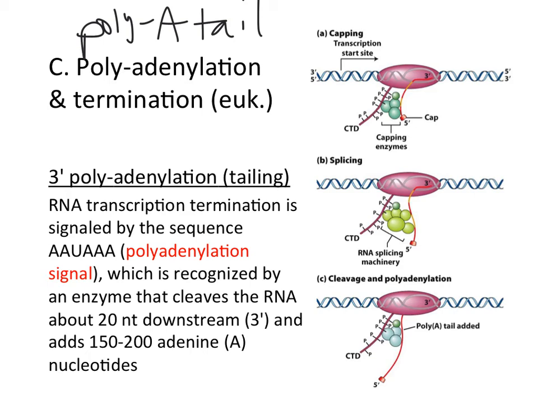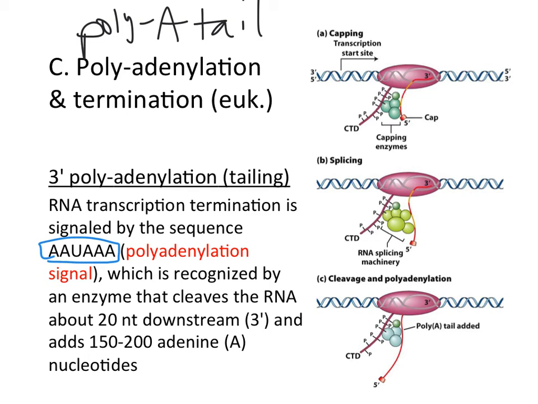So one being the splice sites, GU, and then at the other end, AG, and this one, AAUAAA. That is a nucleotide sequence that's present at the end of every transcript. It's called the polyadenylation signal, as it says there.